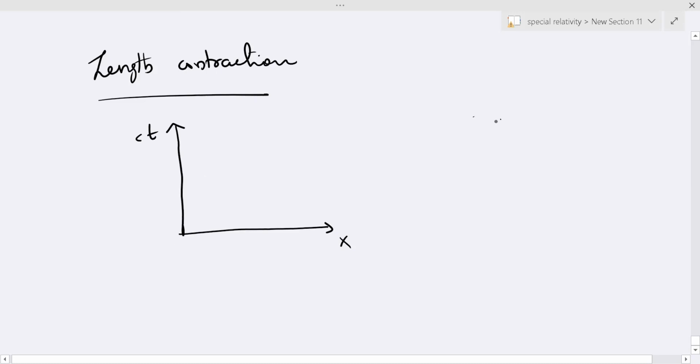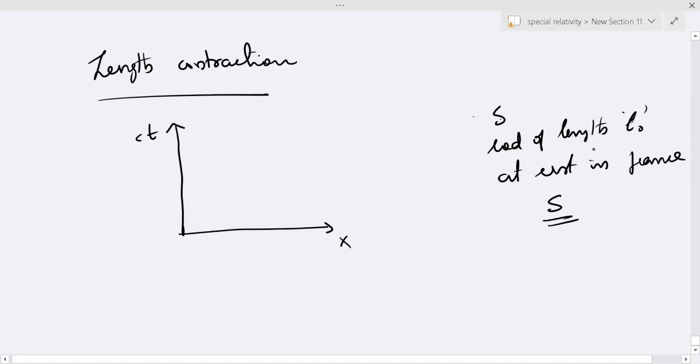So suppose this is the frame S. And let's say there's a rod of length L, let's call it L0, at rest in frame S. For simplicity, we'll also imagine that one of the ends is coinciding with the origin. So this is the length L0. There's a rod at rest in your frame. No problem. You measure its length, it's equal to L0.